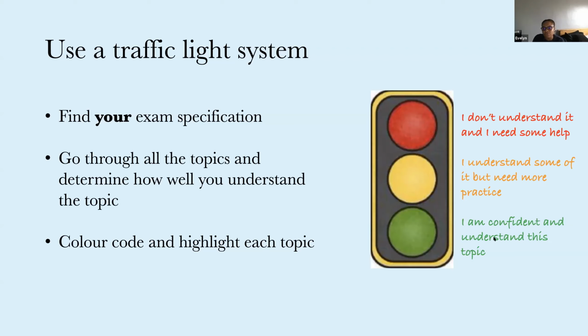So on the right, I've just got the traffic light system and how it can help you. So red, I don't understand it, I need some help. Orange, I understand some of it, but need more practice. And green, I'm confident and understand this topic. So hopefully that makes sense to everyone. Hopefully it does help you as well. If you do have any questions or anything throughout this session as well, just put it in the Q&A and I'll have a look as we're going through.